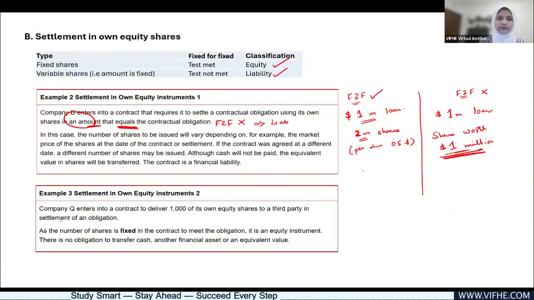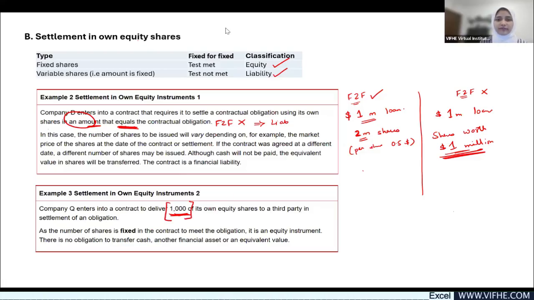Okay, now coming to the next scenario. Company Q enters into a contract to deliver 1,000 of its own equity shares to a third party in settlement of an obligation. As the number of shares is fixed in the contract to meet the obligation... I don't want to read it further. In fact, from the first line only, you have to identify. It's mentioned 1,000. It's not said variable, it's not said to match the obligation. From here itself, you'll tell me whether it's an equity or a liability.